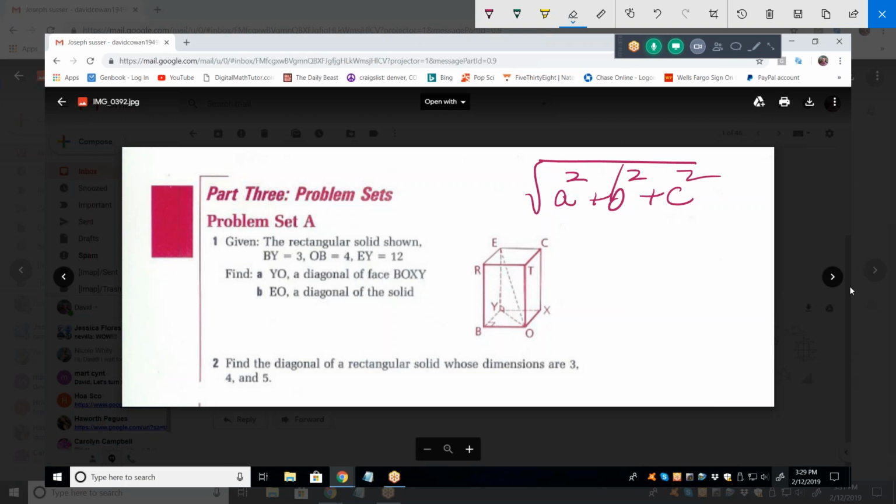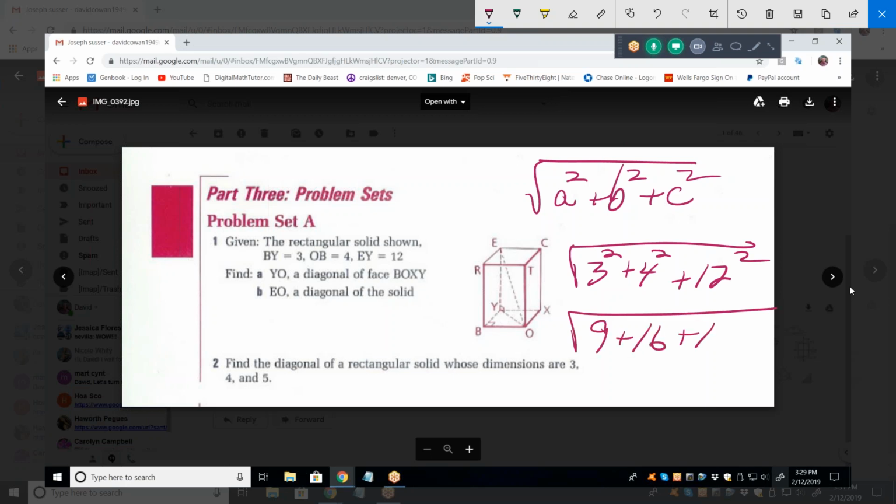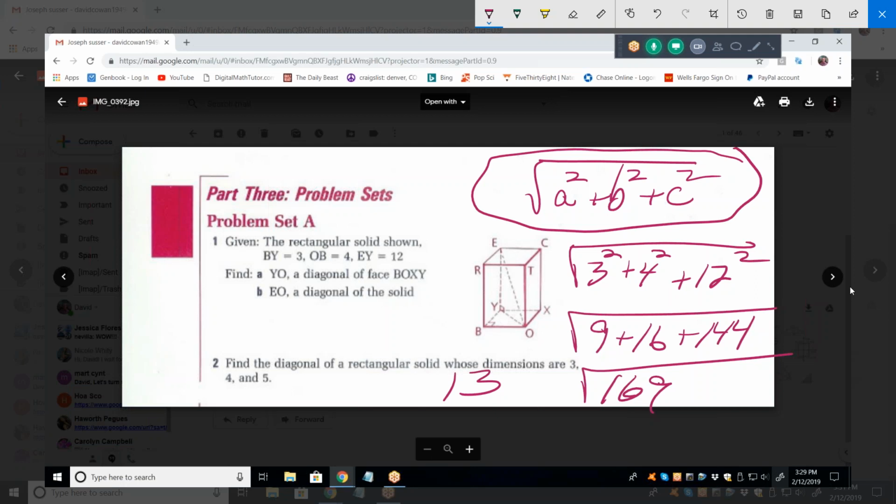Well, we know the 3 dimensions are 3 squared plus 4 squared plus 12 squared. So that's the square root of 9 plus 16 plus 144. That's the square root of 169, which is 13. But you can see that that's doing it in one step. You do not have to break it down into these 2 triangles, ever.